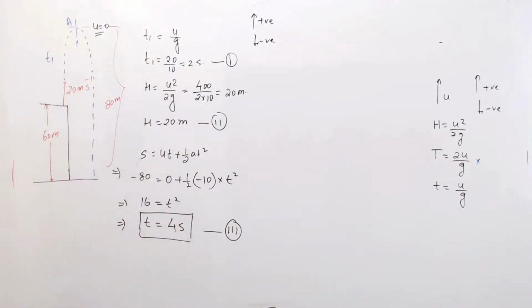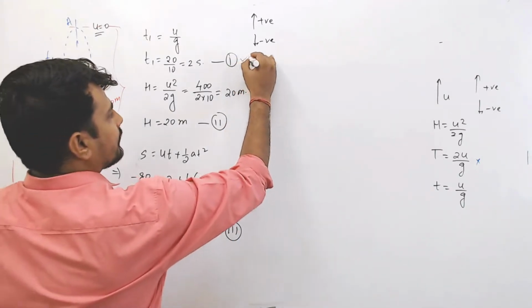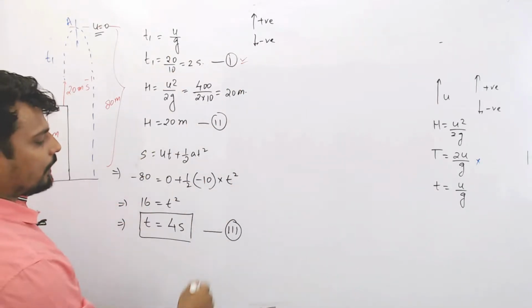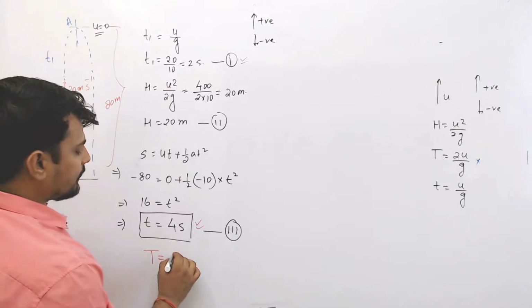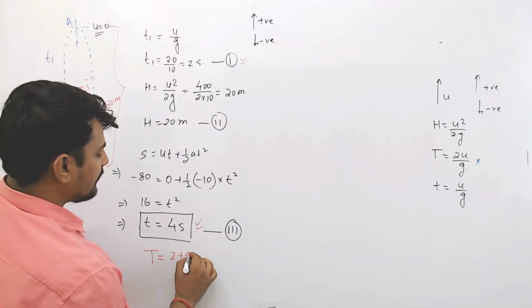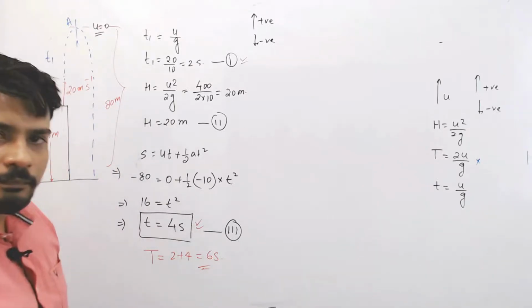Now the question was asking how much time will it take to travel from this point to the bottom. So that would be the total time. The time that it took to go up was 2. The time it took to come down is 4. So the total time of flight should be 2 plus 4. That is 6 seconds. And that is your answer, my dear.